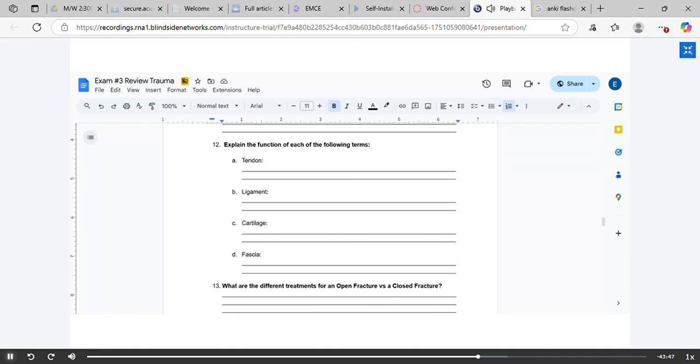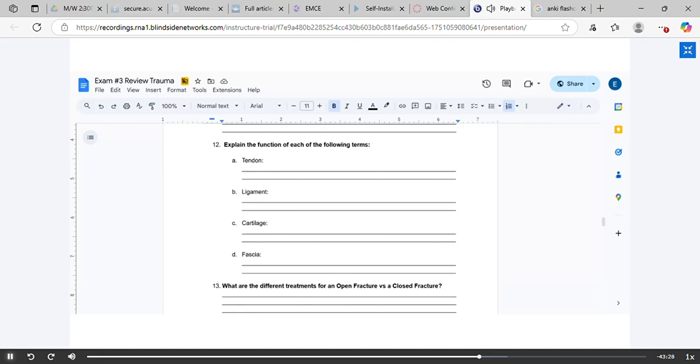What are the functions of each? So we've got tendons and ligaments and cartilage and all that good stuff. Okay, so different things. They do different things. Let me see here. I'm trying to find my notes. Where are they?